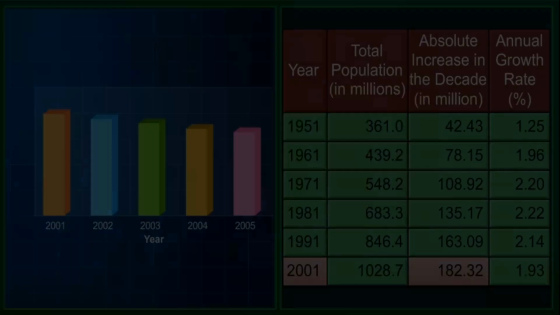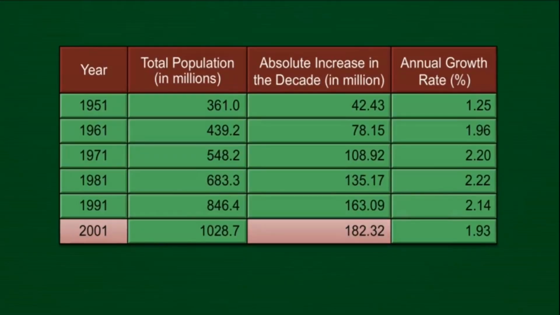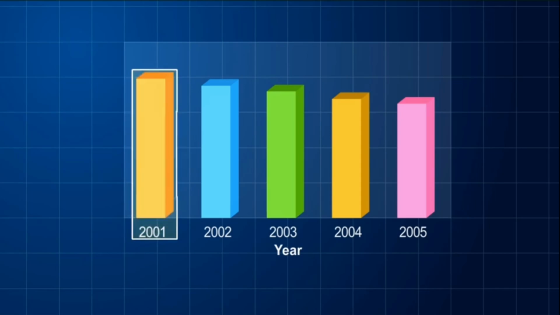Despite the decline, the absolute increase in population was 182 million by 2001. Thus, a whopping 182 million people were added to the total population in the 1990s. This was an addition larger than ever before.